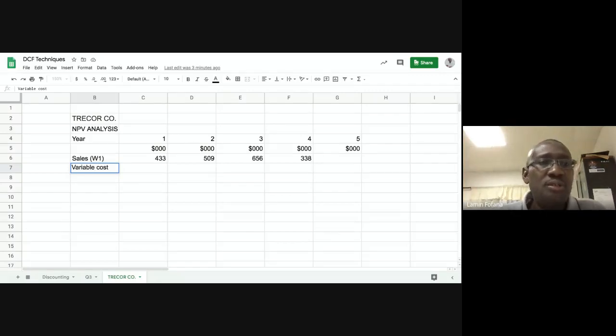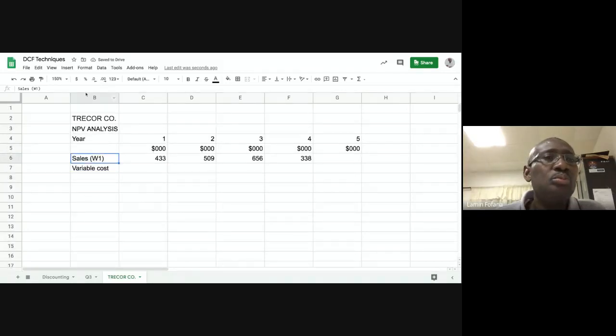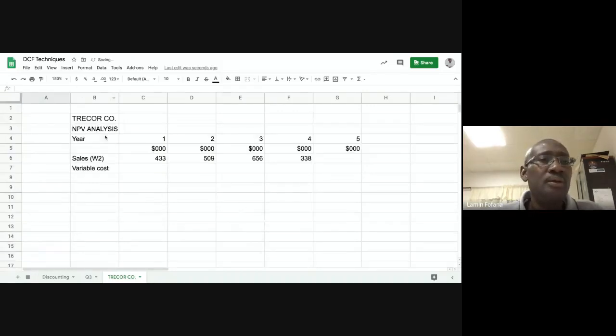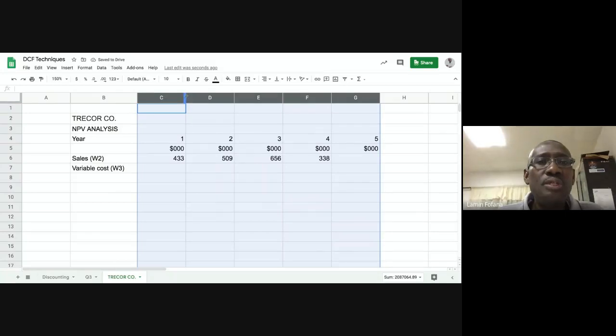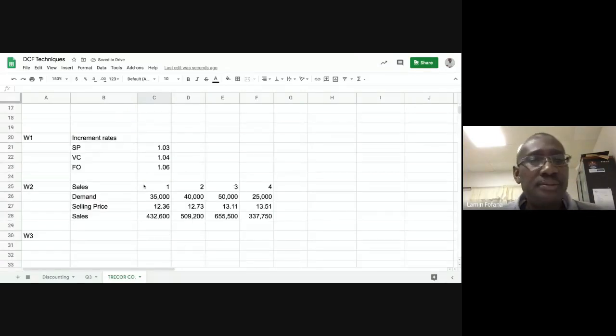The variable costs, actually the sales is not working 1, but the sales is working 2. Okay, so I'll call it working 2. And the variable cost, we'll call it working 3, W3. Okay, so we do our cross-referencing, W3. Okay, so just expand it a bit. This one I can just reduce since there will not be more than 3 numbers. Okay, right. Happy? Shall we do the next one, variable cost?